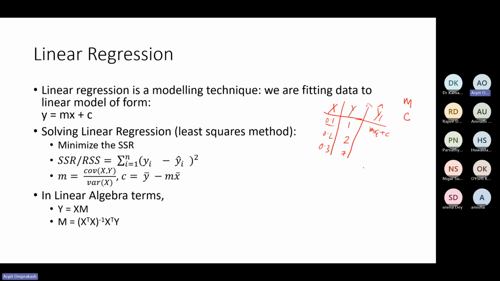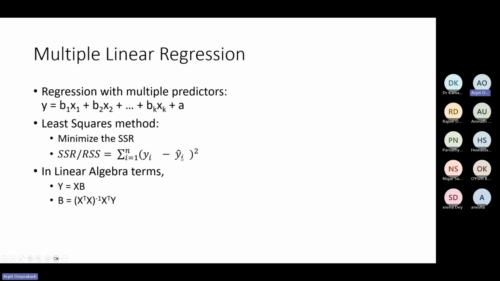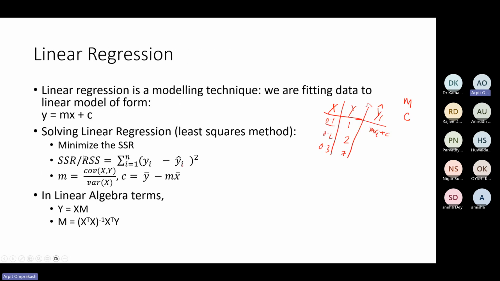So we'll sum all these values, the whole column, and then we try to minimize this. We are trying to minimize the residual sum of squares, or the errors. The best fit line will have the least value for this RSS or SSR. If you solve using mathematics, the slope of the best fit line should be the covariance of x and y divided by the variance of x. And the value of c you can calculate from the equation: mean of y minus slope into mean of x.